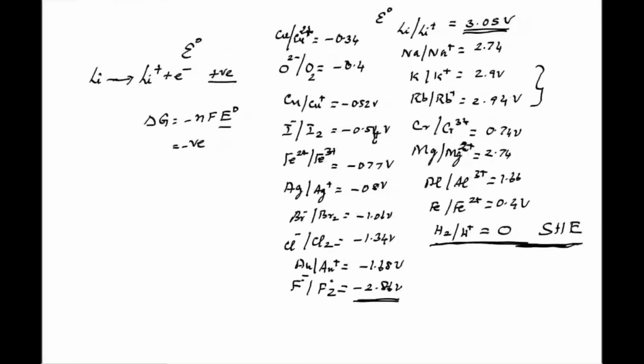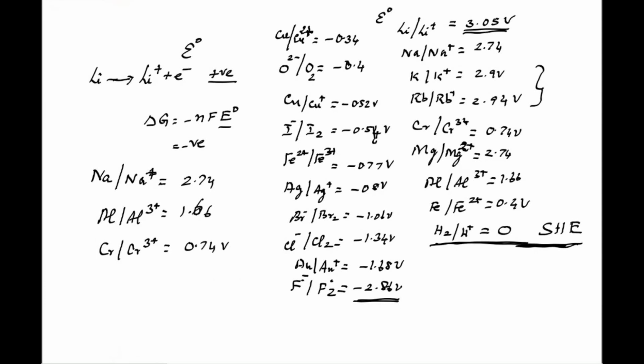I will explain this with a small diagram. For example, Na bar Na plus is equal to 2.74 volt, aluminium bar aluminium 3 plus is equal to 1.66 volt, chromium bar chromium 3 plus is equal to 0.74 volt, and iron bar iron 2 plus is equal to 0.4 volt. Now you are given like this.